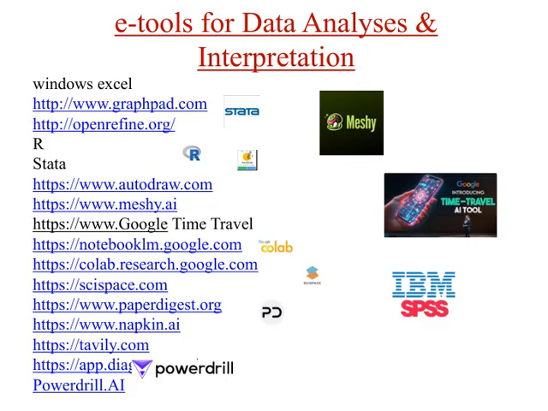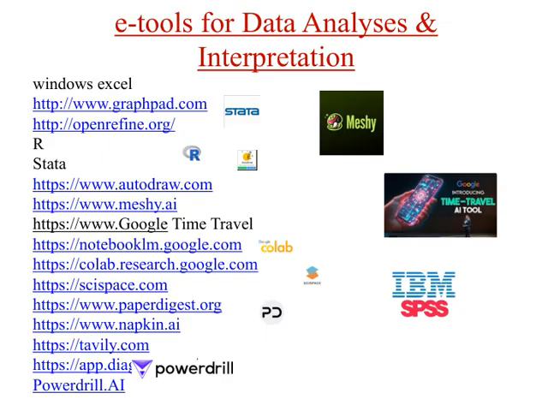Artificial intelligence-powered tools are also making a big impact. Meshi AI, for example, helps interpret complex data with AI assistance. Similarly, Google's time travel allows for dynamic data versioning and exploration, while NotebookLM and Google Colab provide collaborative environments for coding and analysis in Python or other languages.